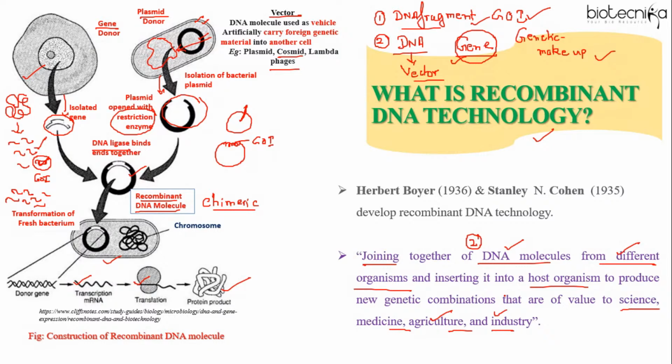And this particular technique was developed in the year 1973 by Boyer and Cohen. These two scientists developed recombinant DNA technology, showing that genetically engineered DNA molecules may be cloned in foreign cells. Yes, you are absolutely right, Shivani, that extra chromosomal genetic material is the plasmid. And yes, transgenic plants, correct, Shivani, medicines, insulin, all that we can develop using recombinant DNA technology.